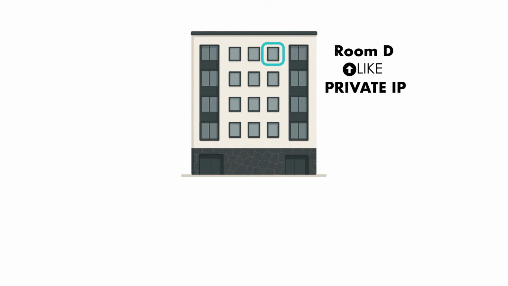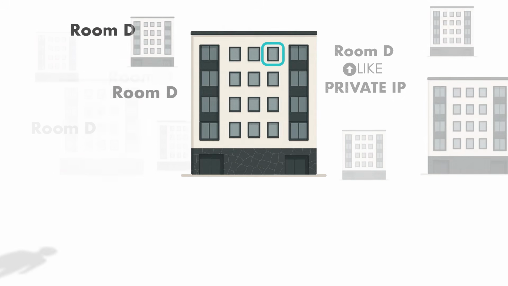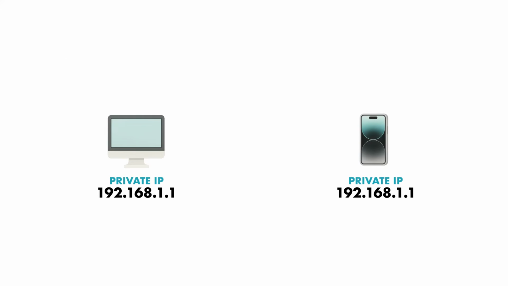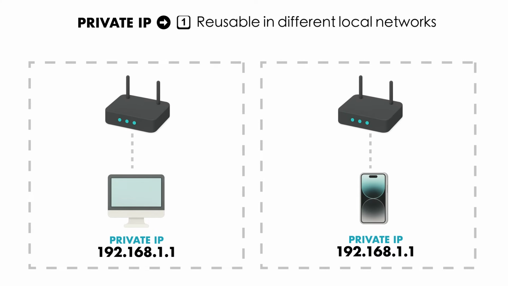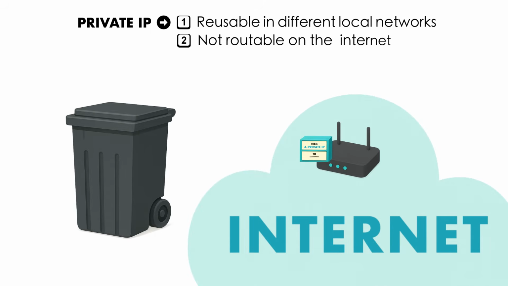Your private IP is like Room D. Multiple buildings can have a Room D. So if someone only knows Room D, they have no idea where you are. Likewise, private IPs can be reused in different local networks, for example, across different Wi-Fi networks. They are not routable on the public internet. Routers outside your network will simply drop data packets from private IP addresses.